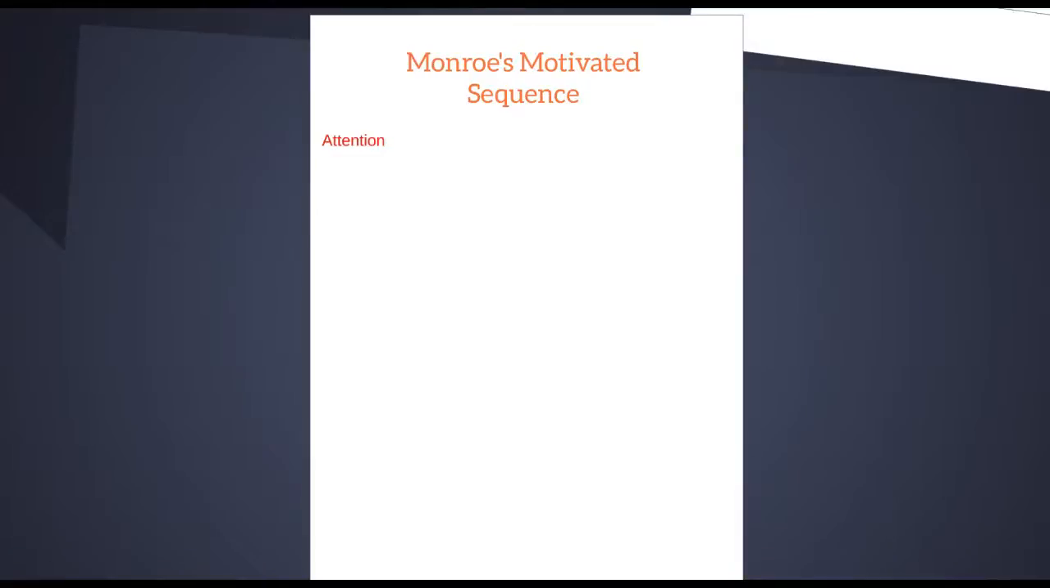So remember, it breaks down into 5 steps. I'm going to go through what those steps are. The first is the attention step. Then the need, then satisfaction, visualization, and action. These are the 5 steps.